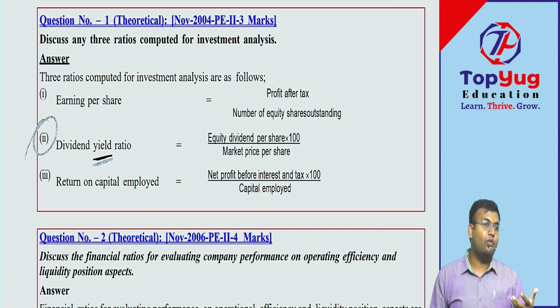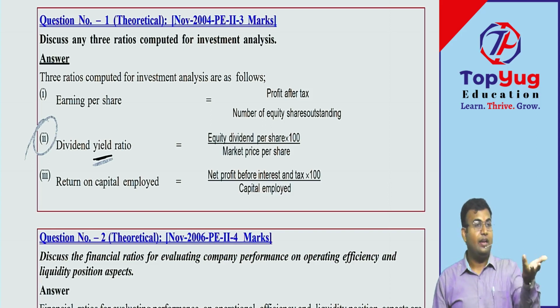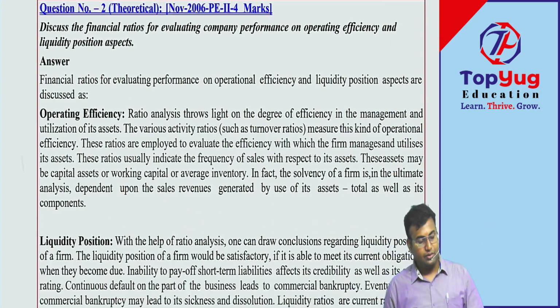General question will come. What would be a general question? What is the current yield? So what would be current yield? Current dividend divided by current market price. Done. So these are the three theoretical questions.